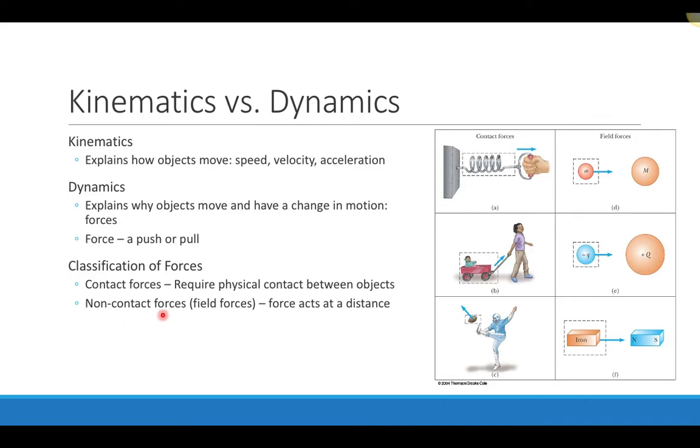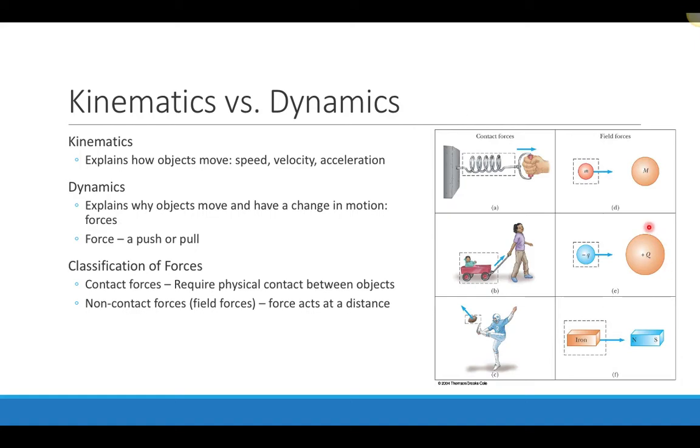The non-contact forces are forces that act at a distance, and the objects don't actually have to be touching one another. And some examples of those that we're probably very familiar with are magnetic forces. So you can have magnets exert forces on one another without actually having the magnets touch one another. You could bring two magnets near one another and they'll exert forces.